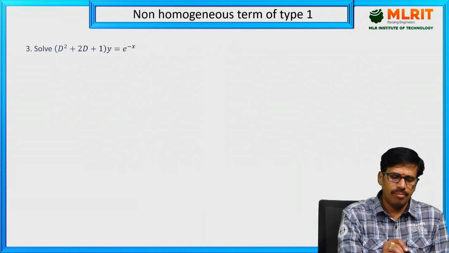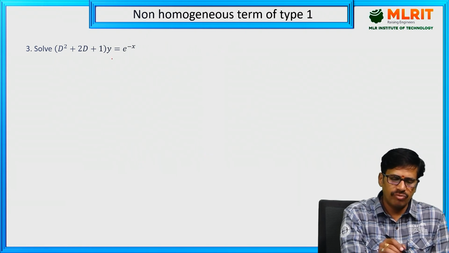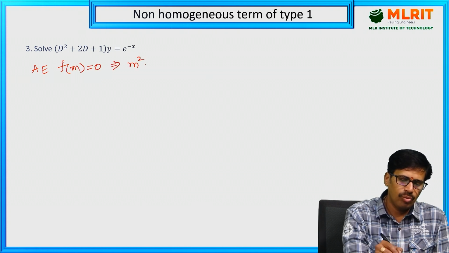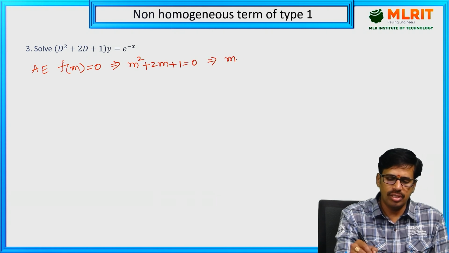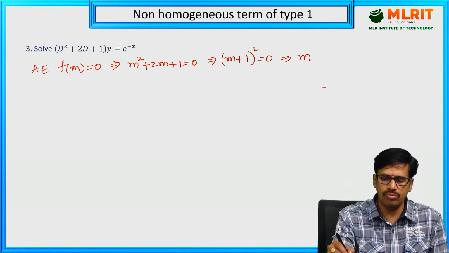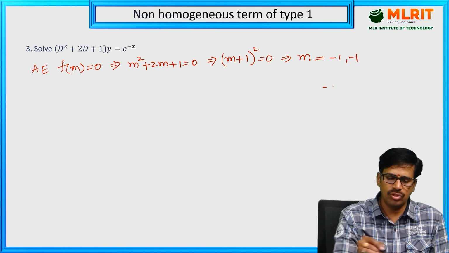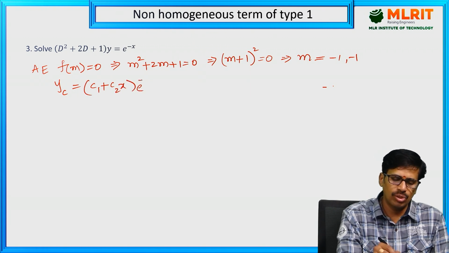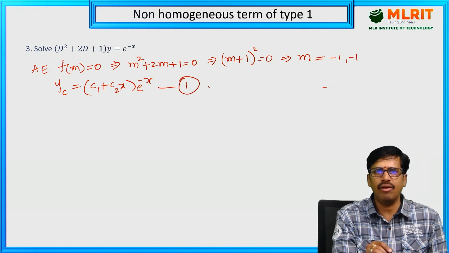Let us solve one more example. Solve D square plus 2D plus 1 into y equal to e power minus x. So the auxiliary equation is f of m equal to 0, that is m square plus 2m plus 1 equal to 0. So you know that this can be written as m plus 1 whole square equal to 0. So m is equal to, there are two roots, minus 1, minus 1. So we write down the complementary function as c1 plus c2x, e power mx. m means minus 1, so e power minus 1 into x. Let it be equation 1.